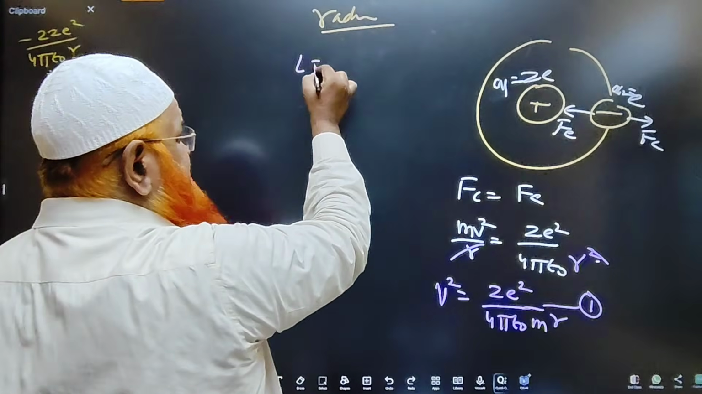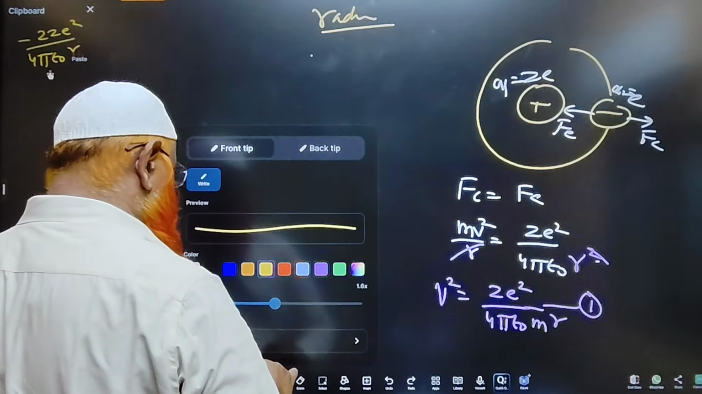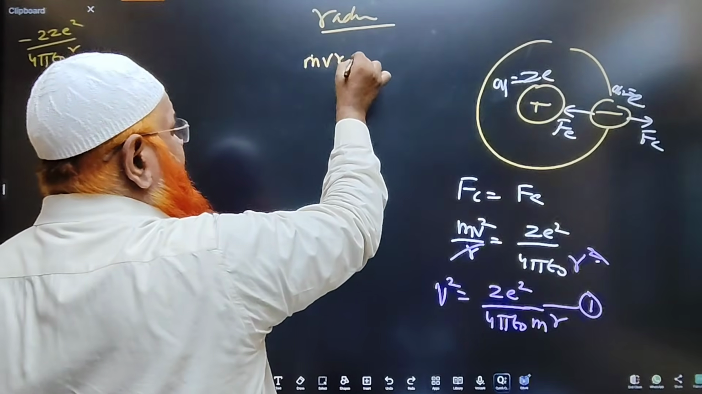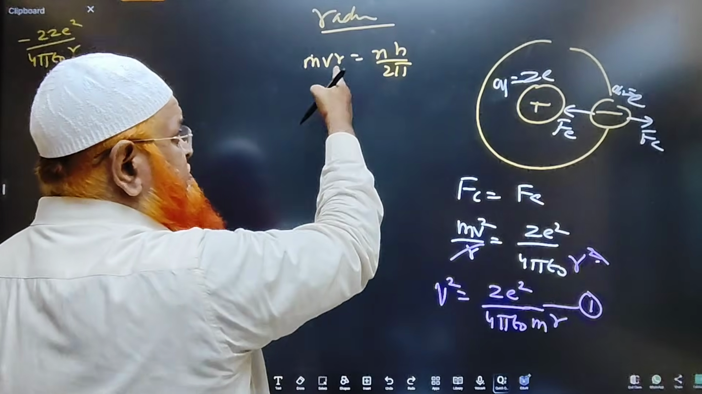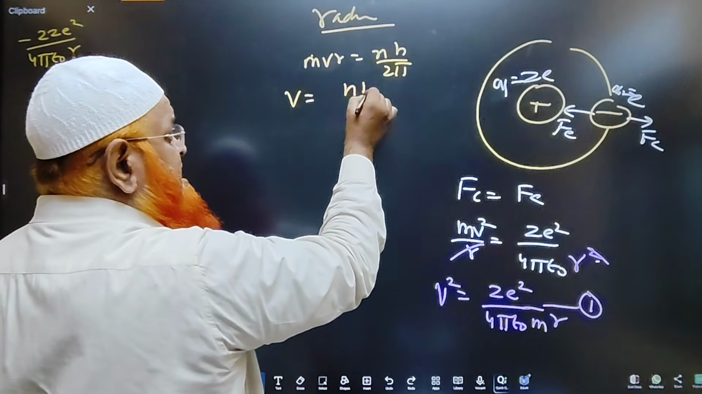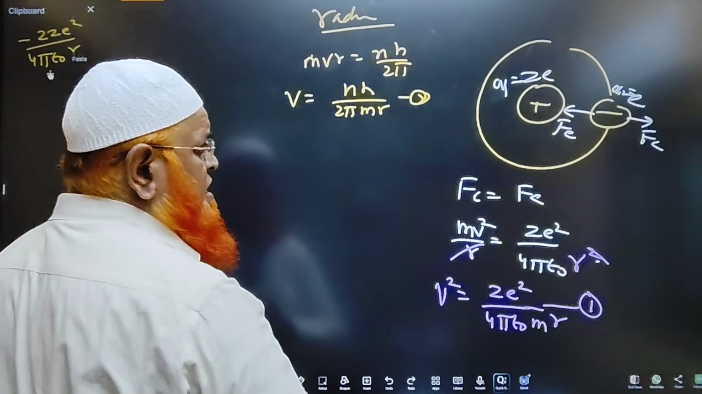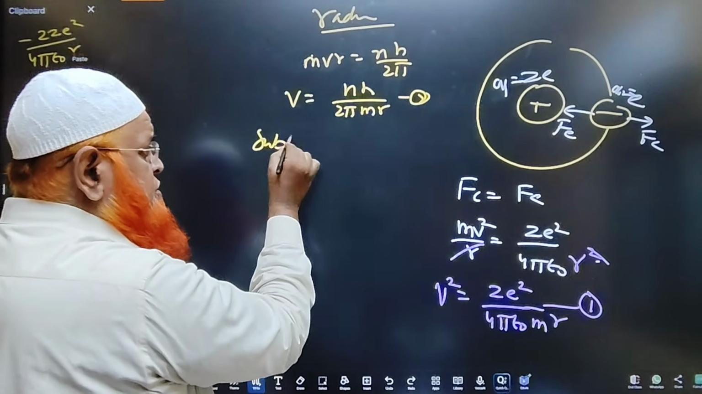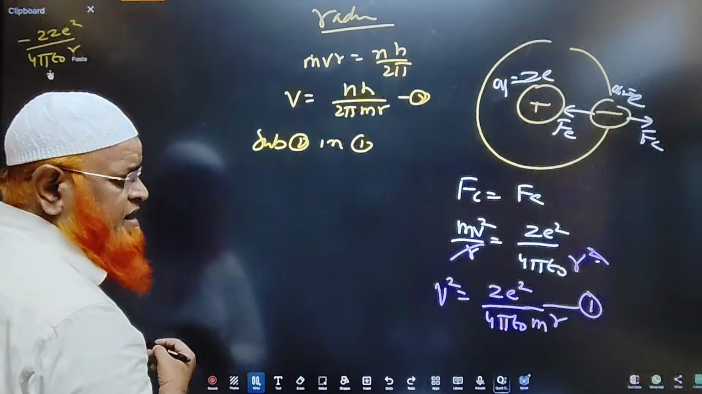See here, one more formula is there. What is that? Angular momentum is quantized. That formula also you have to consider. What is that? mvr is equal to nh by 2 pi. So from here also I have to take velocity: v equals nh by 2 pi into mr. This is equation number 2. See, substitute 2 in 1 now.